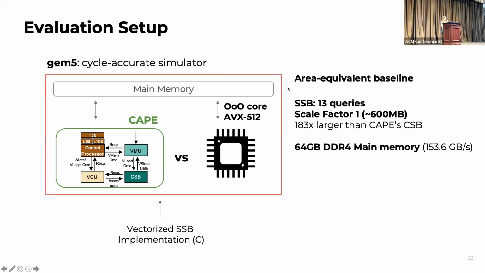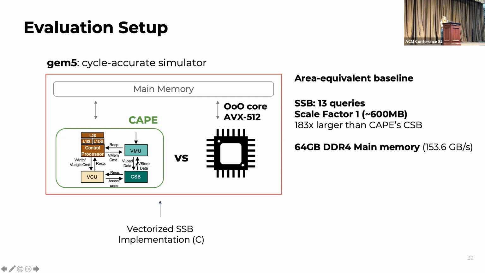Our benchmark suite is the Star Schema Benchmark, similar to TPC-H. It's composed of 13 queries, which are composed of various operators. And we use a scaling factor of 1, which is about 200 times larger than CAPE's capacity. So we do model this data movement between main memory and the CAPE core, as well as for the baseline.